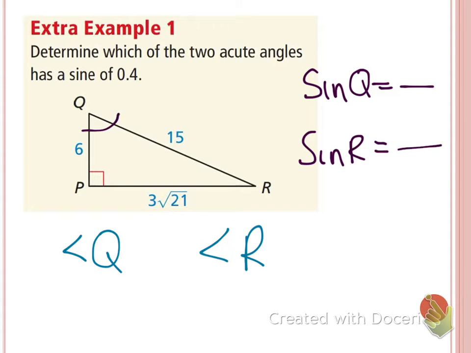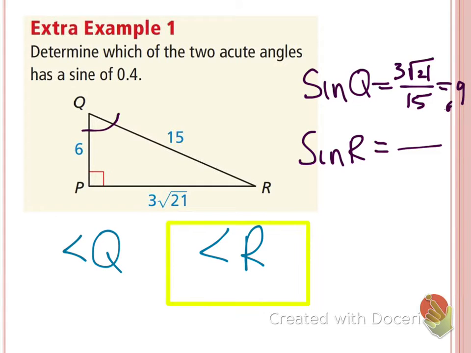So sine is opposite over hypotenuse. What is opposite of Q? 3 square root of 21. And then the hypotenuse is 15. So just go ahead and type that in your calculator. Hit S to D. You get 0.9? Okay. So obviously by default it's R, but we're just going to check that it is.